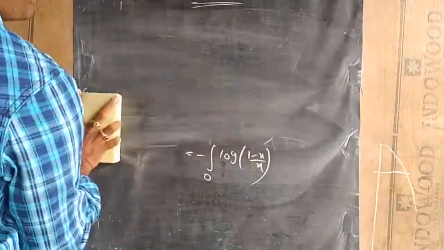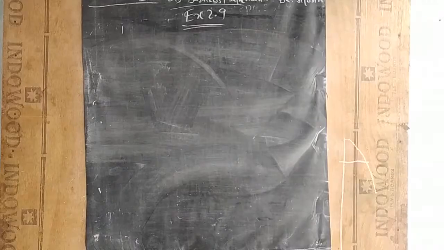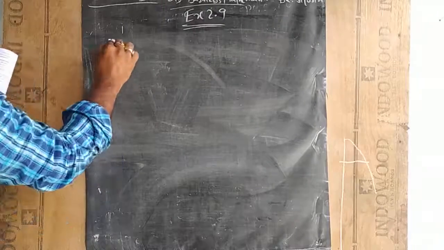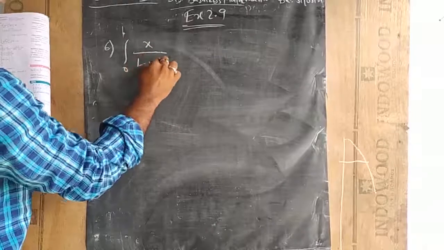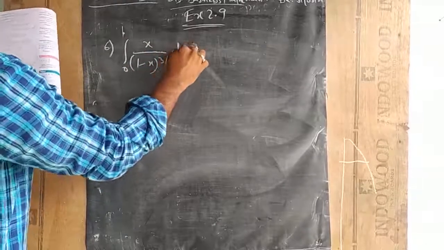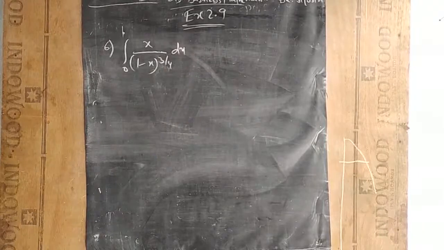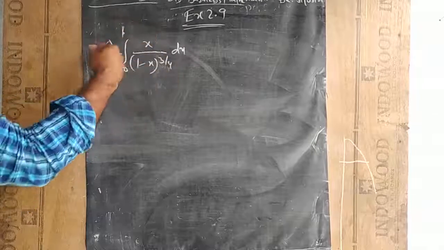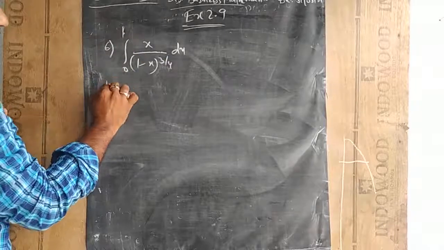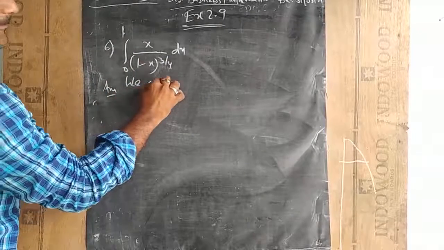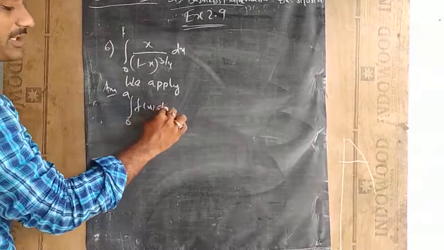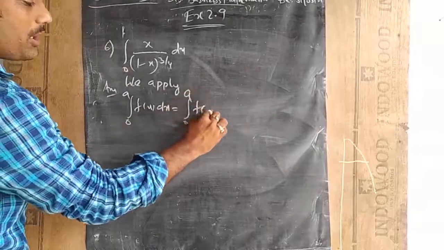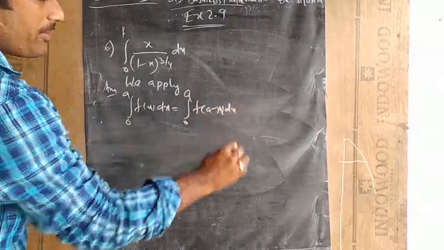Let us take the last question. Let us do the last question of the exercise. Integral 0 to 1 (x by (1 minus x)) whole to the power of 3 by 4 dx. By applying the property, we can do it easily. We apply the previous formula that you applied in the previous question, right? Integral 0 to a f of x dx equals integral 0 to a f of a minus x dx, the same formula we are applying here.